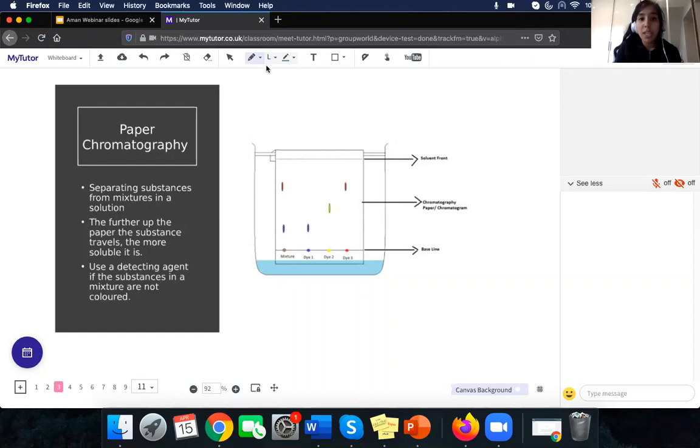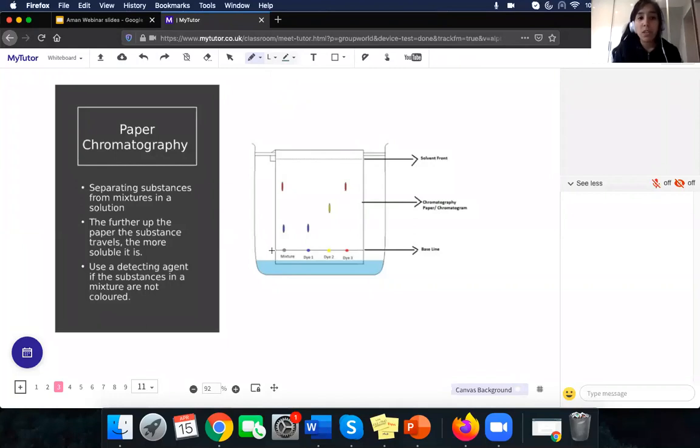Yep, smudges. Ink is soluble in water. So the main thing is that if this line is drawn in ink, it will either smudge or dissolve in the water or the solvent. So very well done, everyone. So we use a pencil line.